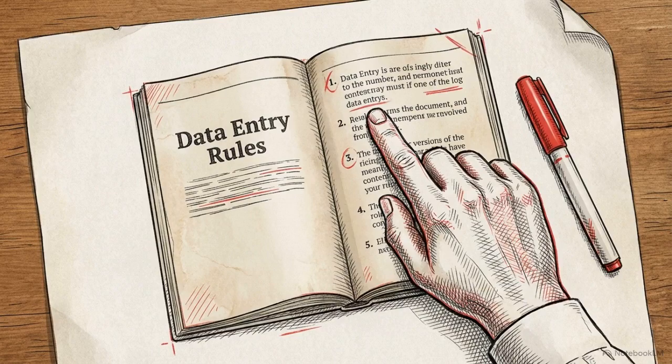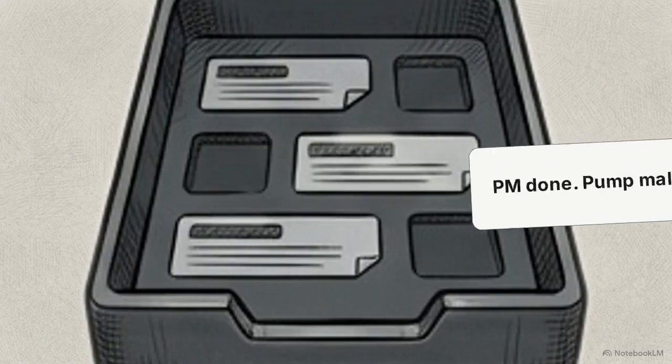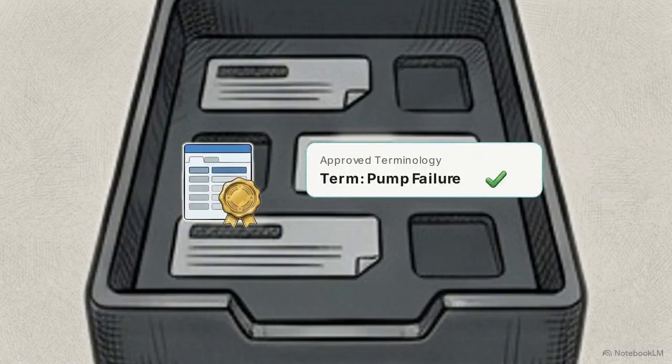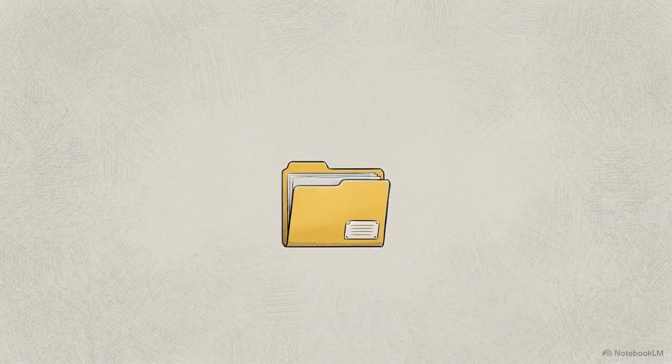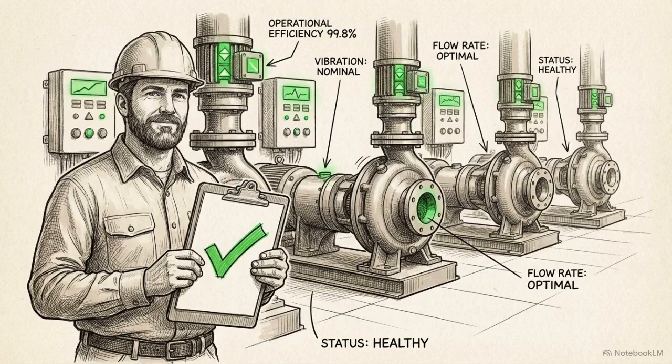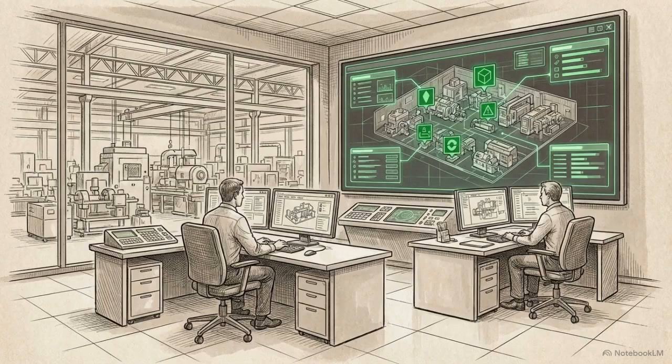Over the next 5 minutes, we are going to fix this. We will walk step by step through the rules of data entry to transform this chaotic note into a golden record, using an approved terminology glossary and a structured classification library. Data entry functions as a core reliability practice. Each entry forms the evidence base used to improve equipment performance and guide future maintenance strategies. Let's look at how to build that evidence.